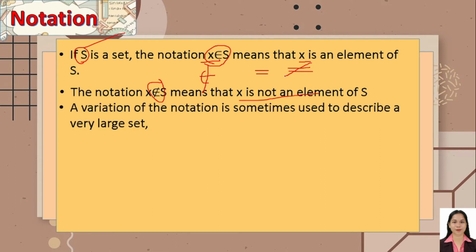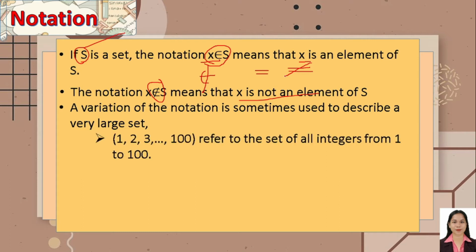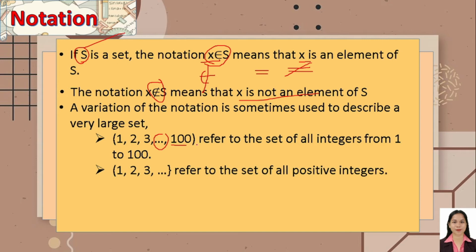A variation of the notation is sometimes used to describe a very large set. For example, it refers to the set of all integers from 1 to 100. You can list the numbers from 1 to 100, but there is a shortcut we can use with this symbol. It means that from 1, 2, 3, there are more numbers until the last number, which is 100.